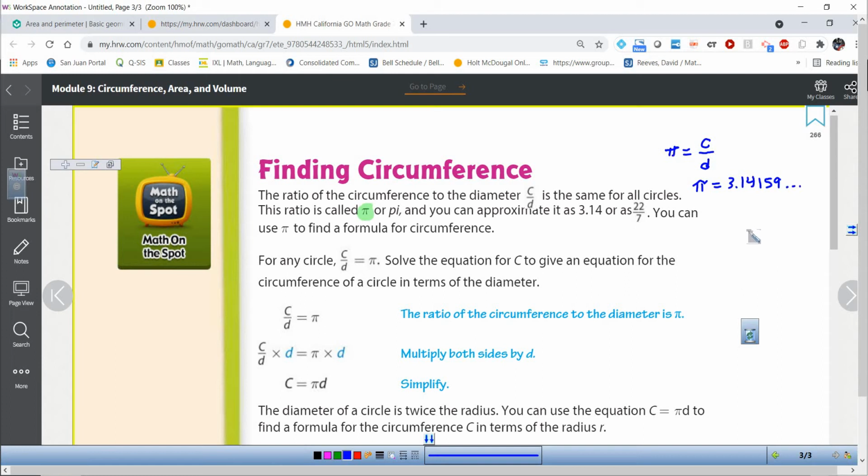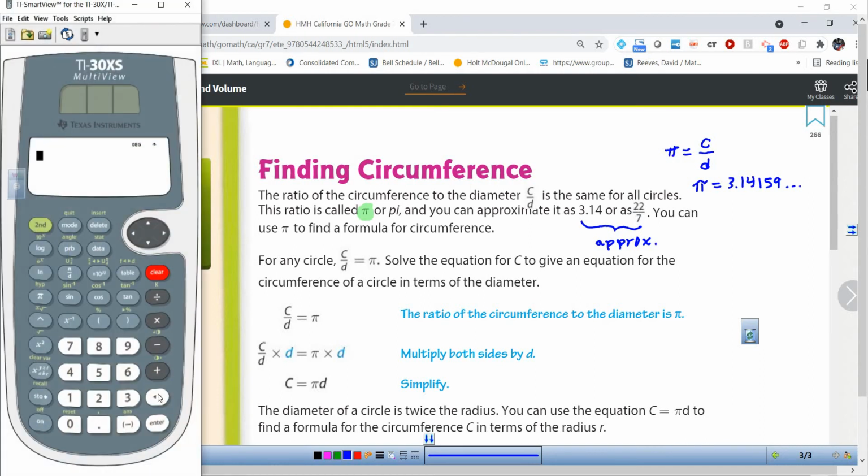They don't terminate and they don't repeat. All right, so pi goes on forever and ever, which means there's no way for you to put the exact value of pi in your calculator or to do a problem and get an exact answer unless you just put pi. So we often approximate pi by using 3.14 or 22 over 7.